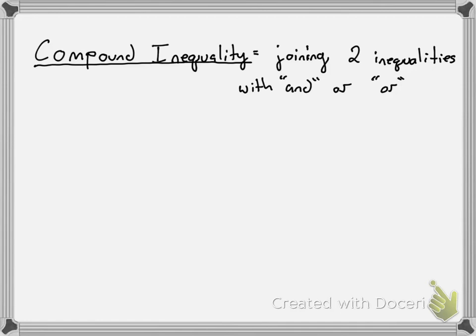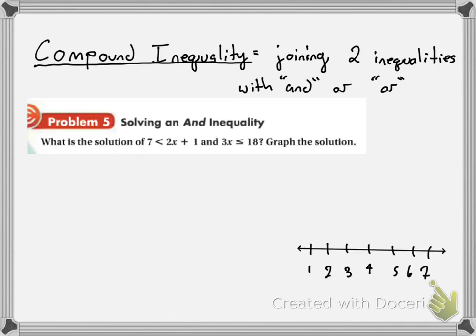The last thing that we're going to talk about today is compound inequalities. Compound inequalities combine two inequalities with the statement and or. We're going to look at an example of both and see what they look like on a graph. Our first example is solving with an and inequality. What is the solution of 7 < 2x + 1 and 3x ≤ 18, and then we want to graph it.